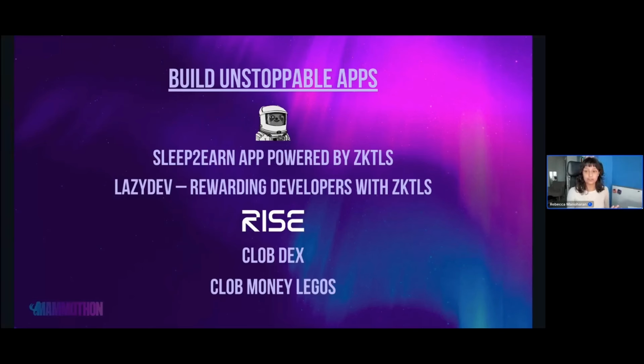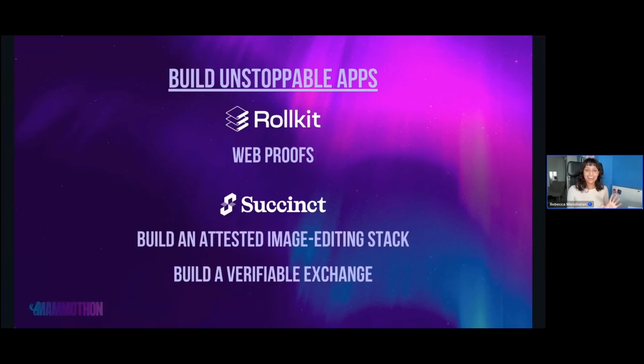Rise is a layer 2 solution targeting over 100,000 transactions per second. They want you to build a CLOB DEX or CLOB Money Legos. Rollkit is a modular framework for sovereign rollups. They want you to build something with web proofs.